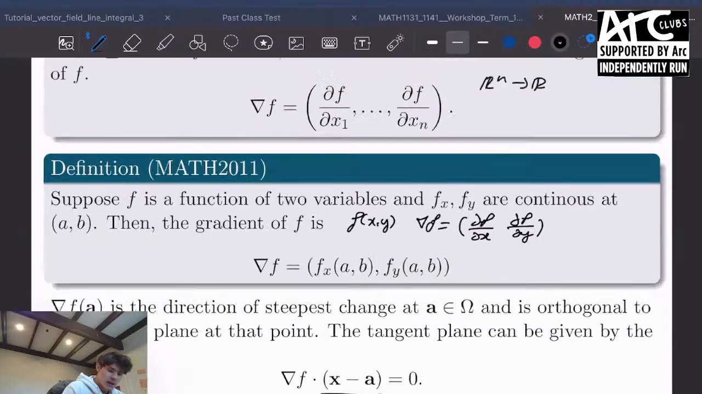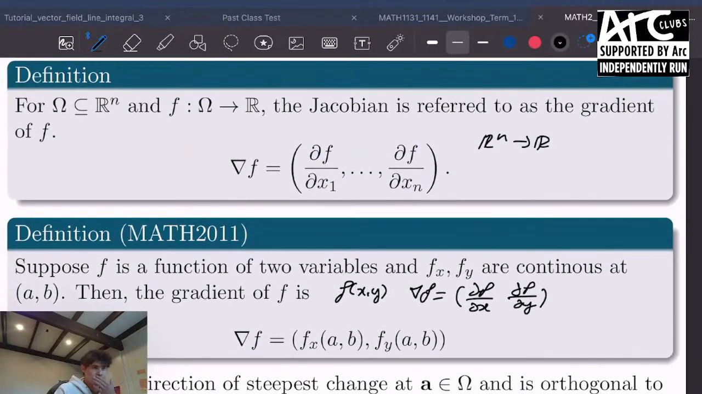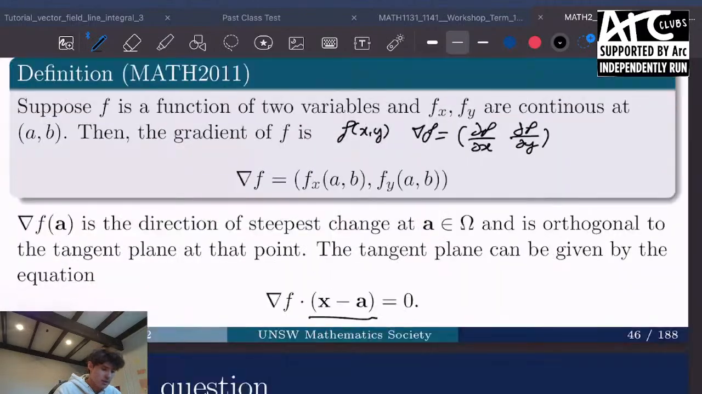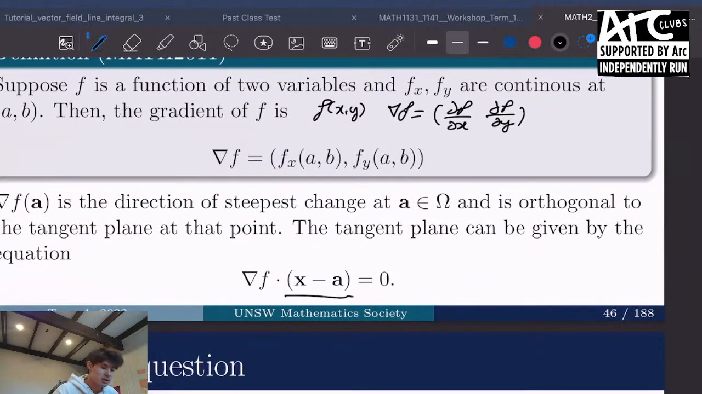Now, in terms of the actual meaning of a gradient, what is it? Well, it is a vector, so it has direction. So what does that direction mean? Well, it gives you the direction of steepest change at some point. And it is always orthogonal to the tangent plane at that point. Okay? So it is a normal vector to the surface.